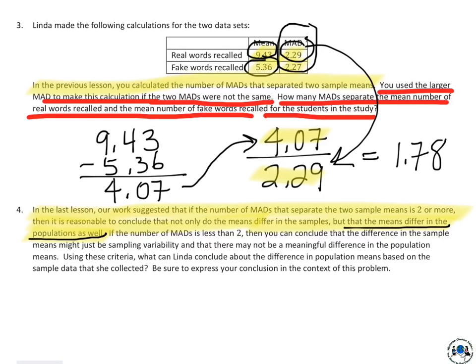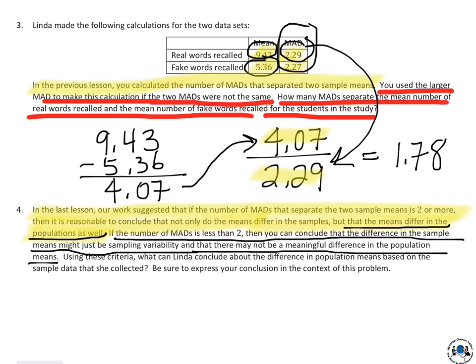Now, not just in these two samples of 14 students, but also the entire population of all of the children in this school, wherever they took this from, okay? So the difference is enough to help us feel like we're reasonable in making that inference, okay? If the number of MADs is less than 2, then you can conclude that the difference in the sample means might just be sampling variability and that there may not be meaningful difference in the population means, okay?